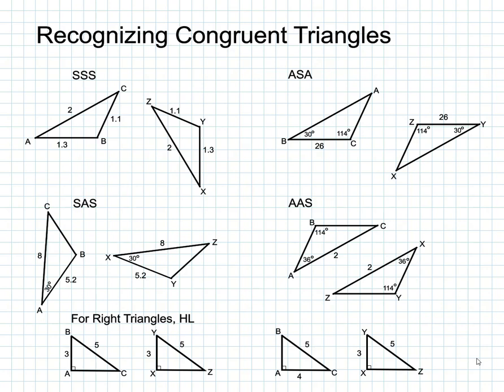So in the figure, I have ABC is congruent to XYZ because the length of AB is 1.3, which corresponds to the length of XY, which is 1.3. The length of BC is 1.1, which corresponds to the length of YZ, which is 1.1. And the length of AC is 2, which corresponds to the length of XZ, which is 2.